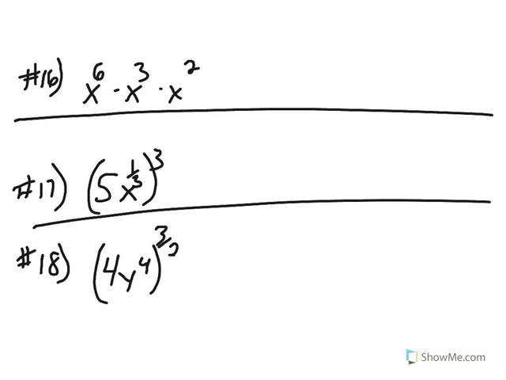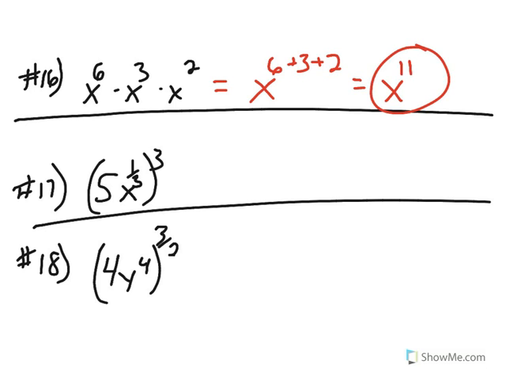Number 16, we got the directions to simplify. X to the 6th times x cubed times x squared, that's the product property. You write the base one time and you add the exponents. 6 plus 3 plus 2 is 11.